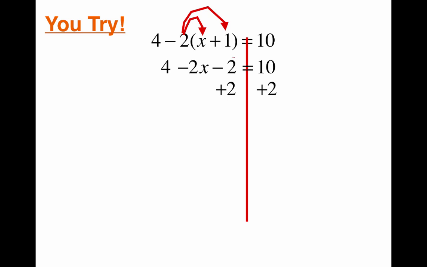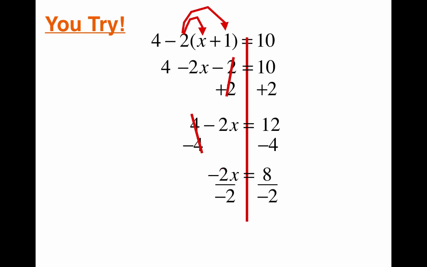Let's just start moving things. 10 plus 2 is going to give us a nice 12. So 4 minus 2x equals 12. Now let's move that 4 over to get rid of it. We'll still have a negative 2x, but then we'll have 12 take away 4 is 8. And we'll divide by negative 2, and we'll get a nice answer of negative 4.